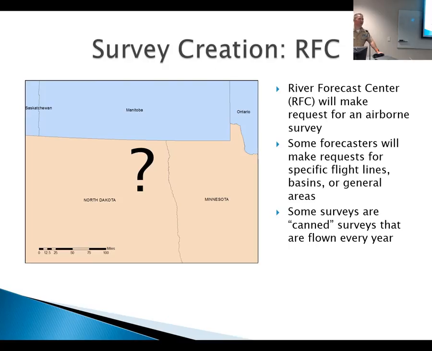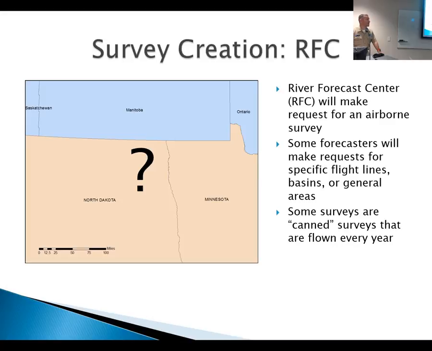So how do we create these surveys, and how am I going to step into this process to try to make it more efficient? Well, it starts with the river forecast centers. Typically, they'll make a request for an airborne survey if they think there's gaps in their data. They'll send the request to the Office of Water Prediction up in Chanhassen. Sometimes they'll ask for specific flight lines. Sometimes they'll ask for a particular basin or just a general area. Sometimes they're lazy or they're busy and they say, well, just do whatever you did last year. So those are actually the easy ones to generate, but they're questionable value.